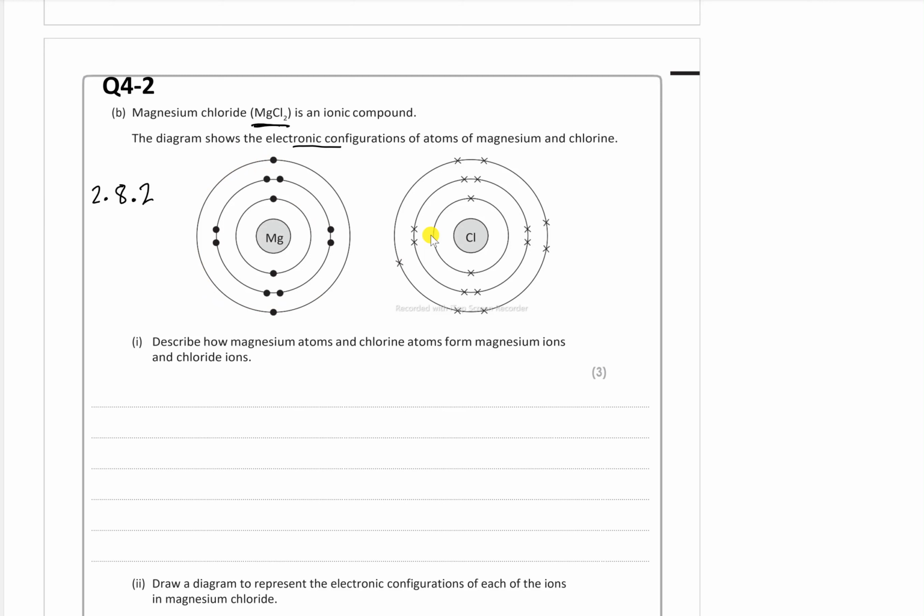For chlorine, it'll be 2.8.7. Why 7? Because you've got 7 on the outside shell. 1, 2, 3, 4, 5, 6, and 7.